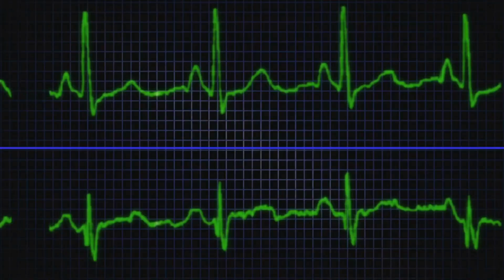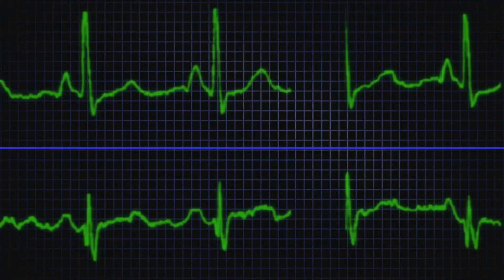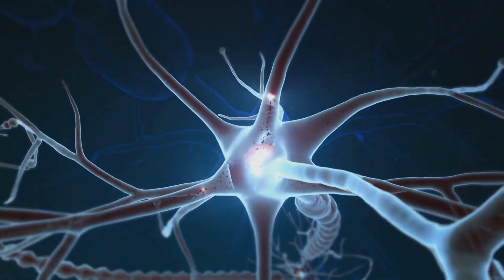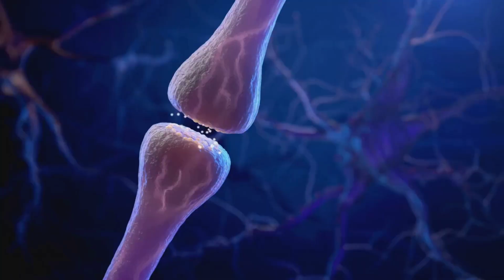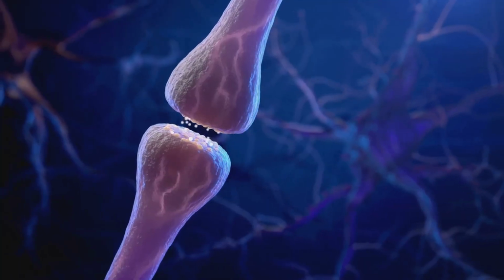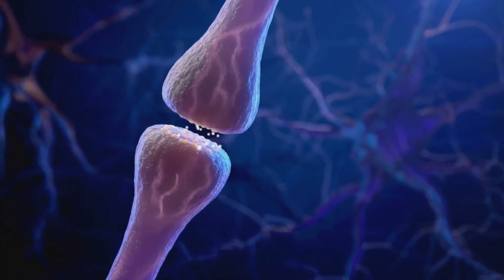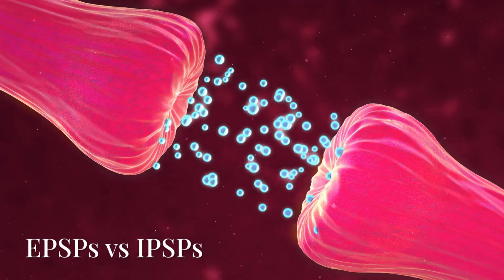Now, let's discuss absolute and relative refractory periods. During the absolute refractory period, no new action potential can be initiated no matter what. But during the relative refractory period, a stronger than normal stimulus can actually initiate an action potential.